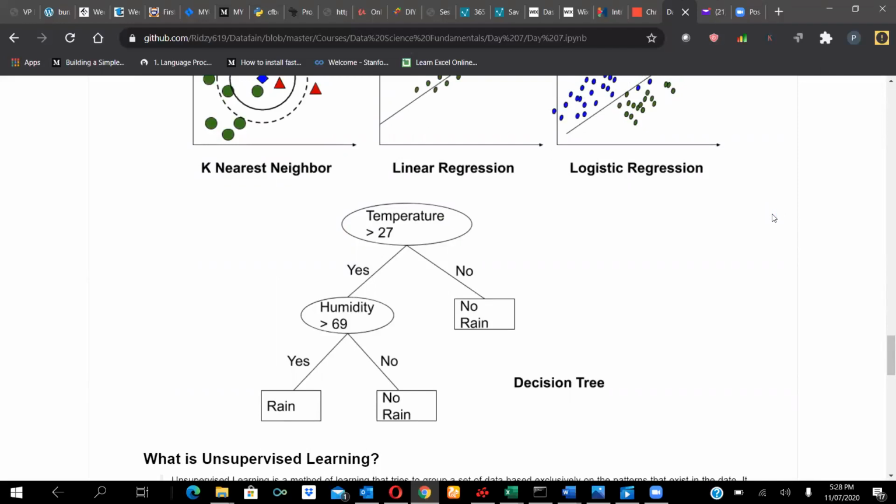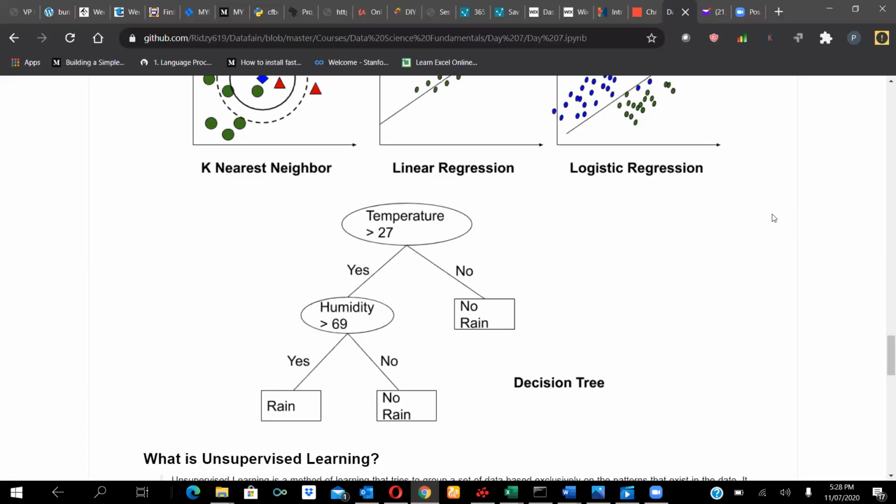A decision tree is simply putting together a tree-like model. So we have a simple example where you're asked if the temperature is greater than 27. If you say no, it means there is no rain. If you say yes, the next question is, based on the temperature being greater than 27, is the humidity also greater than 69? If you say no, it means no rain. If you say yes, it means there's rain, right? So this is a decision tree model.